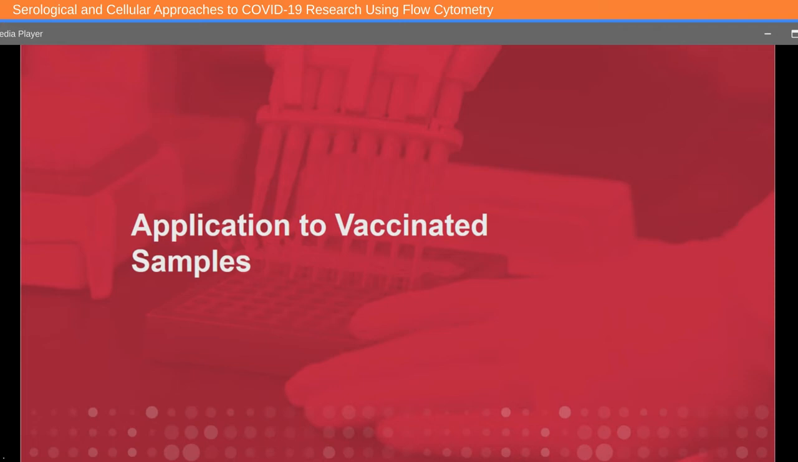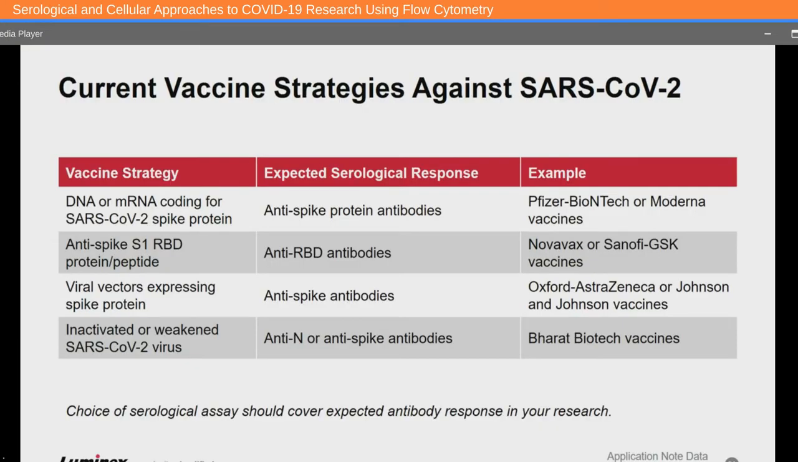I would like to now move on to the applications of the assay to vaccinated samples. As the world intensifies its efforts on vaccination strategies, serological assays continue to play an increasingly important role. Anti-SARS-CoV-2 antibody assays can aid not only the development of the vaccine itself, but also in determining the long-lasting impact.